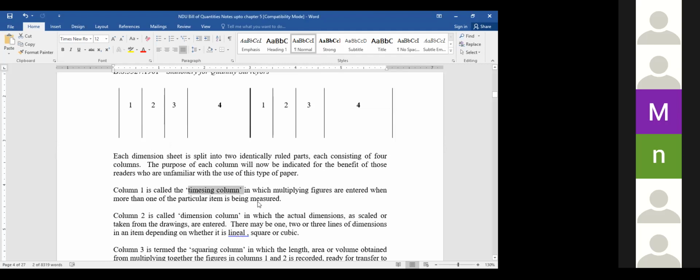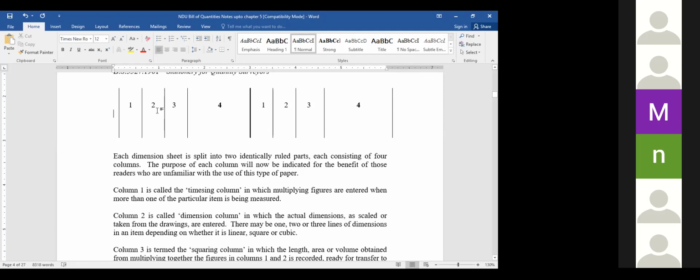Then column 2 is called a dimension column, in which the actual dimensions as scaled or read from the drawing are entered. There may be 1, 2, or 3 lines of dimensions. We shall see that.